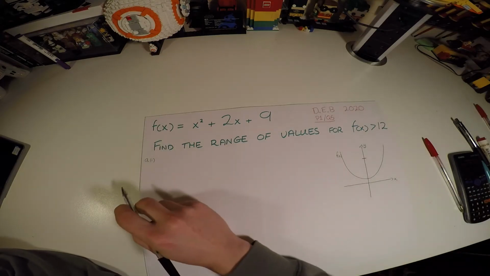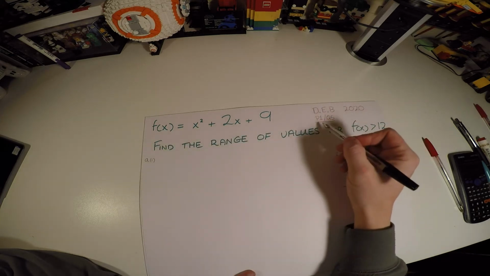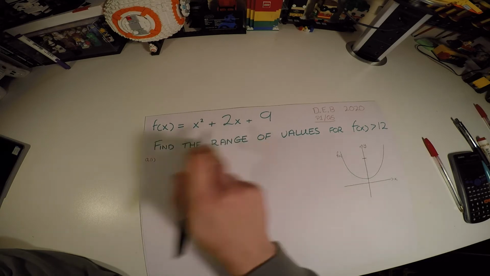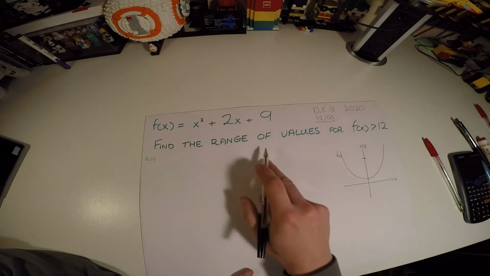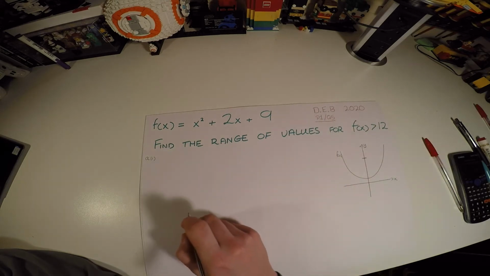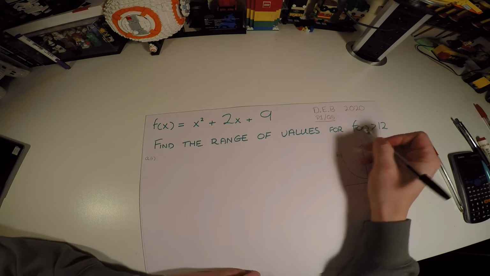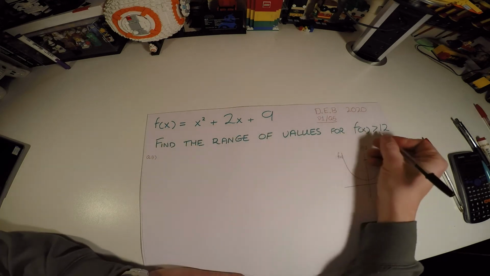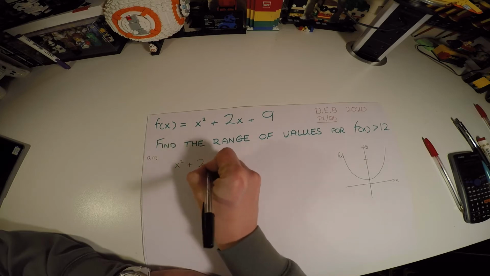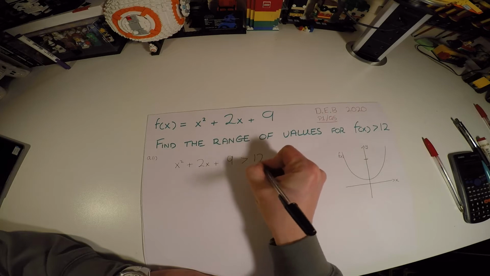Okay, we're on to question 5 from the DEB 2020 paper 1. In question 5 it gives you this quadratic function and it says find the range of values for which this function is greater than 12. So when we look at this, automatically you're going to think of, let's write it out like this, okay? f of x is greater than 12, so x squared plus 2x plus 9 greater than 12.